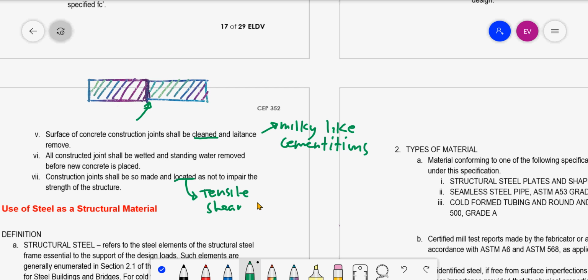So with that, we finish the formwork lecture, and next meeting we will be dealing with the use of steel as a structural material. Thank you for listening, and a good morning to all.